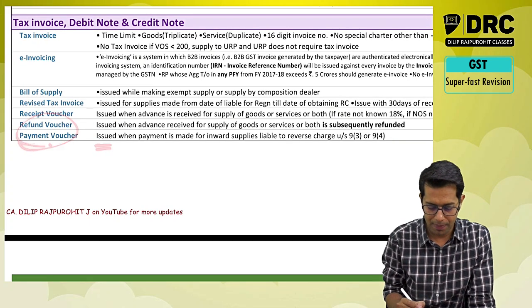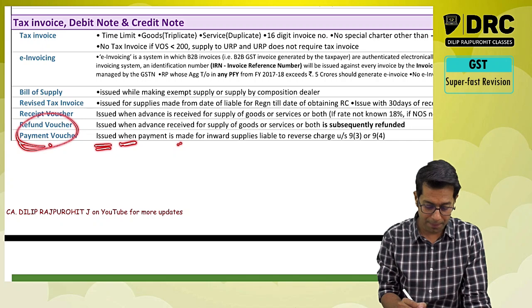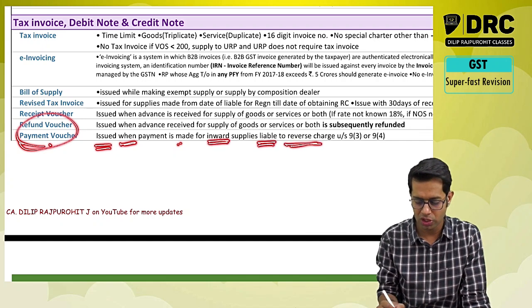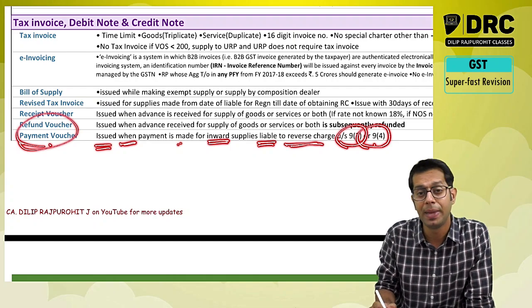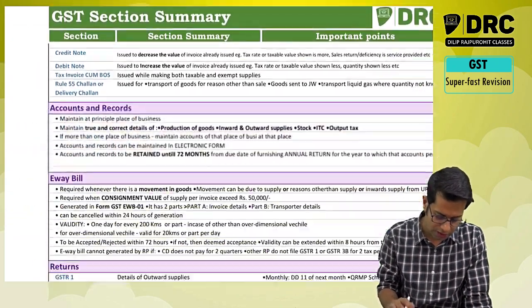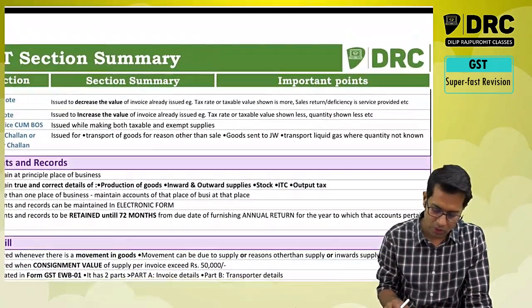Whenever you are making a payment for inward supply liable for reverse charge under section 9(3) or 9(4), then you will have to issue a document called a payment voucher. You will have to issue a document called what, sir? Payment voucher.